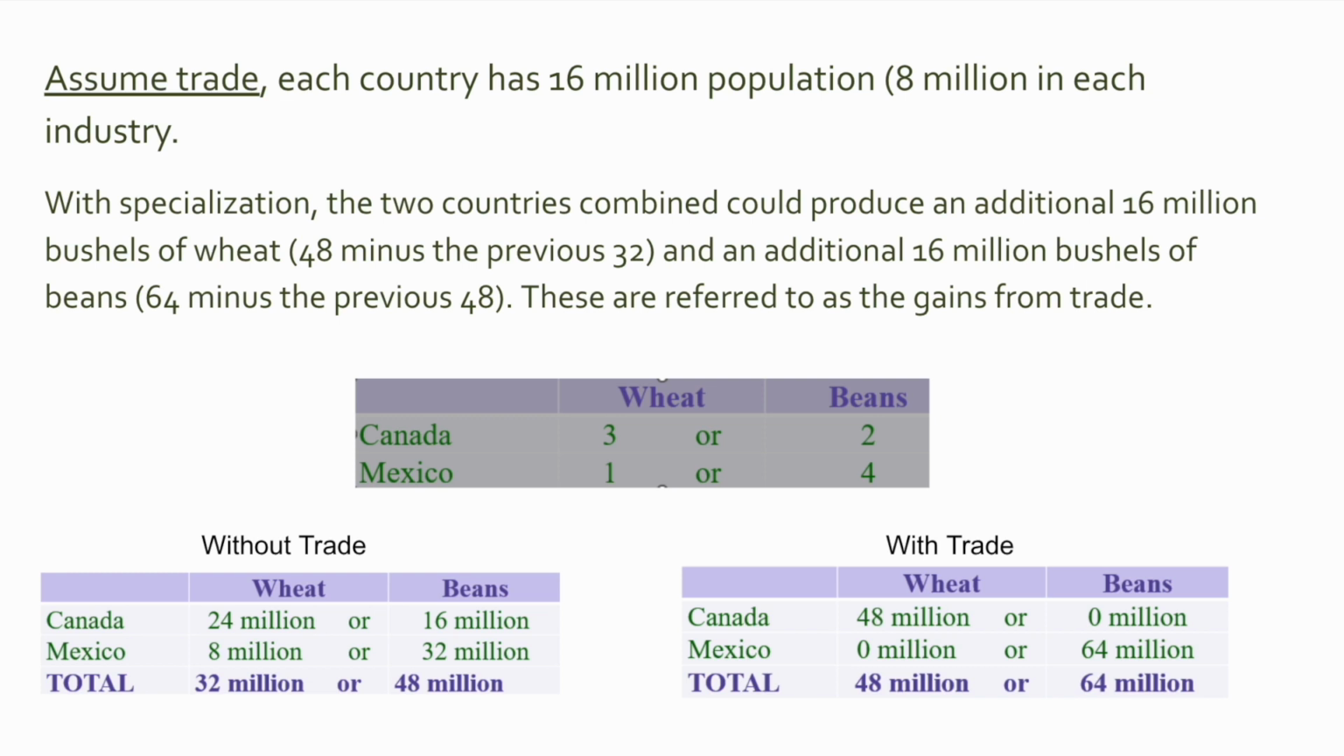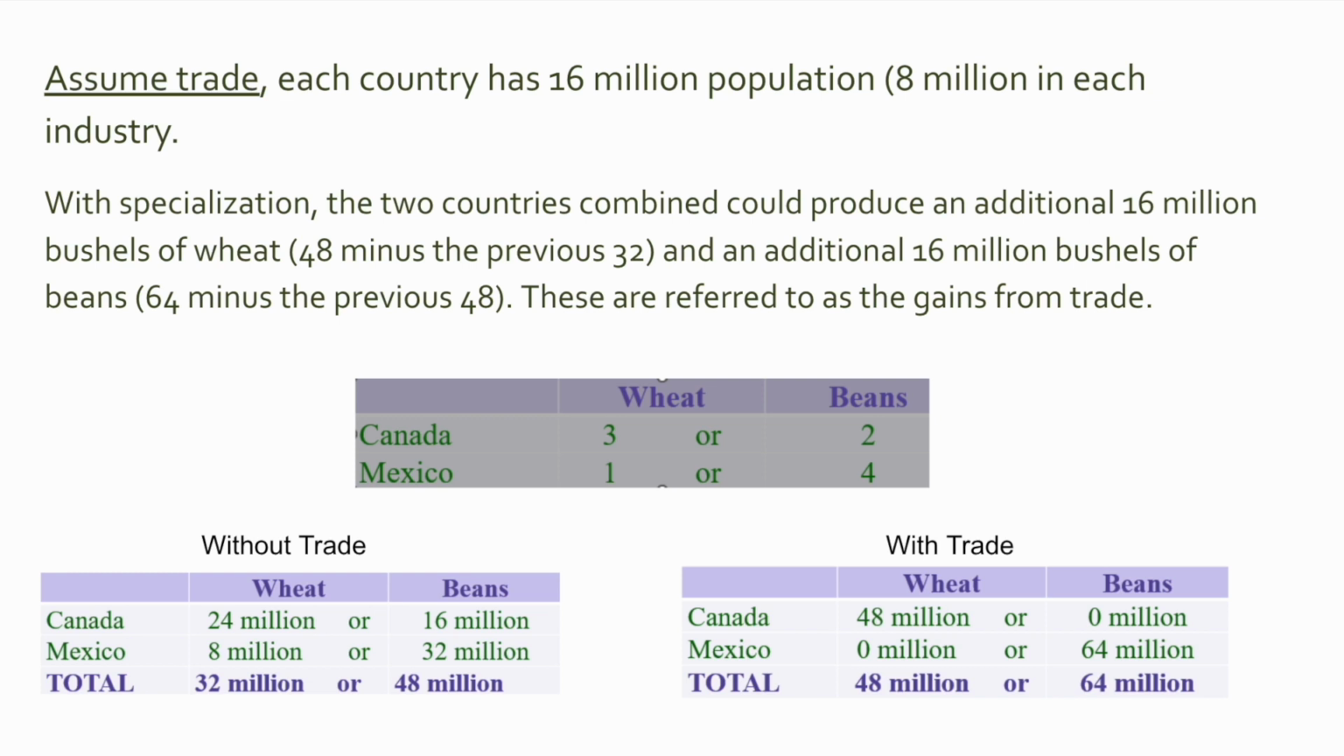We'll mutually trade, okay? So in this particular case, then, Canada takes its 16 million workers and it produces 3 wheat per worker, which is a total of 48 million wheat.